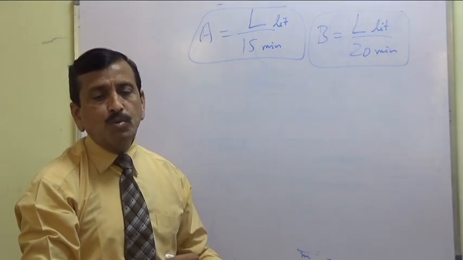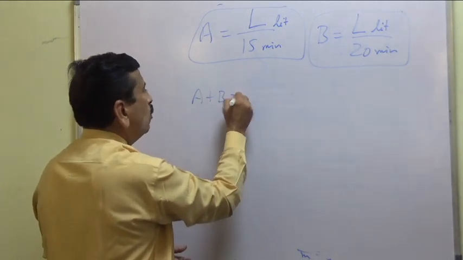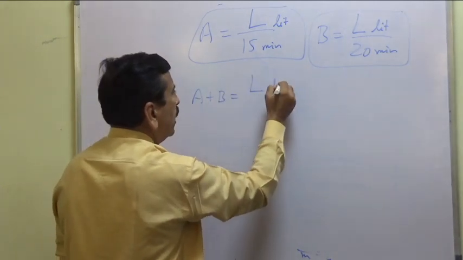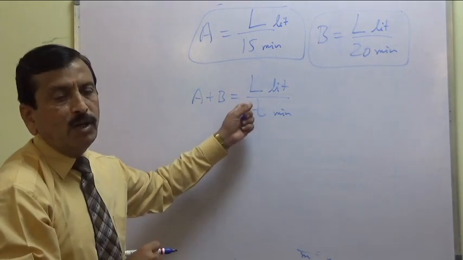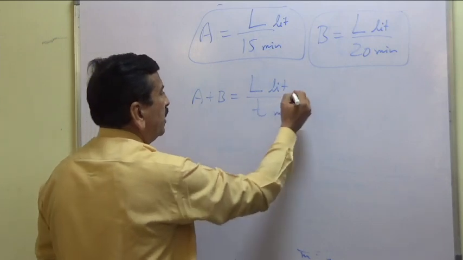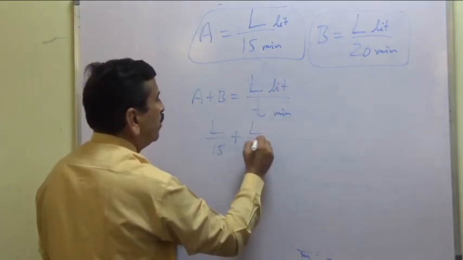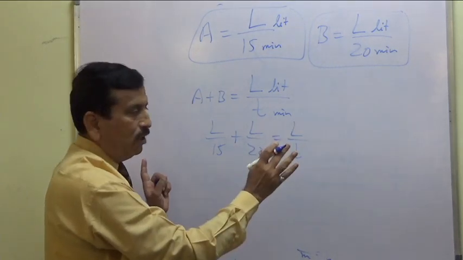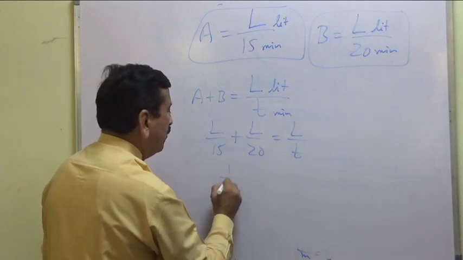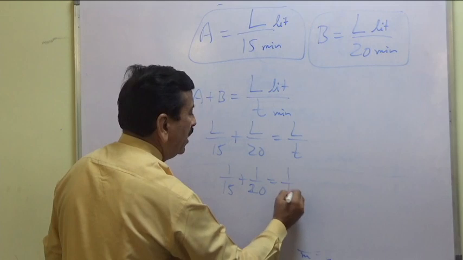If both the pipes are used together, how long will it take? We don't know. So L liters in T minutes. And our aim is to find out the value of T. Now put it here. A is L by 15. B is L by 20. And this is L by T. L will get cancelled on all sides, we'll get 1 by 15 plus 1 by 20 is equal to 1 by t.